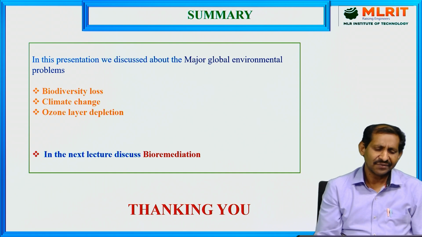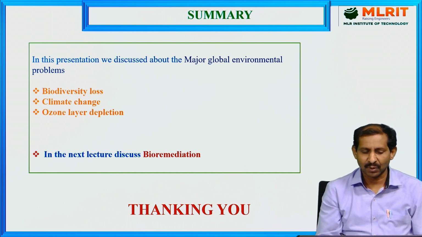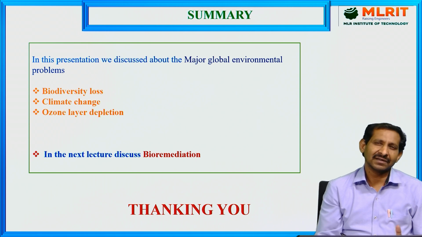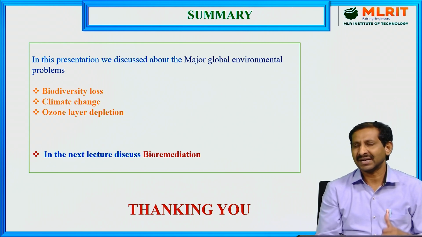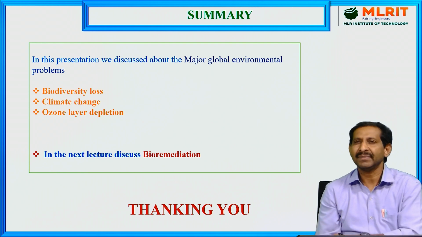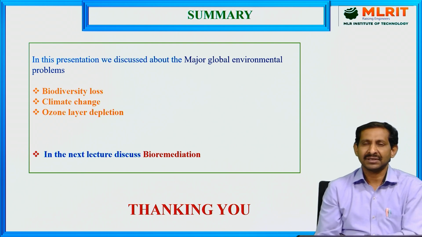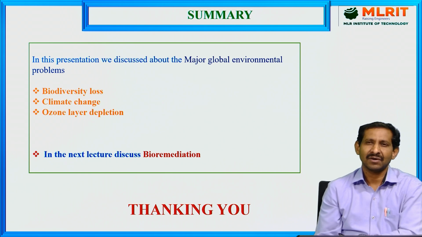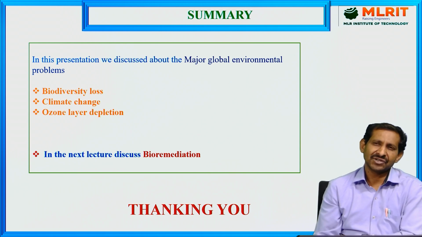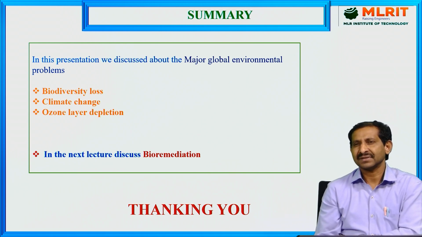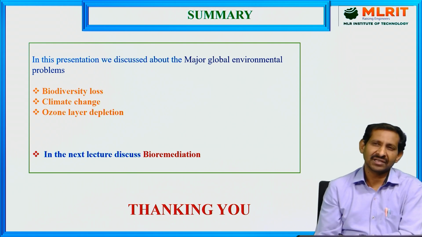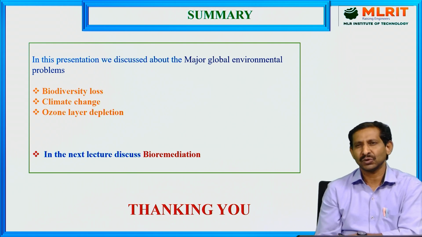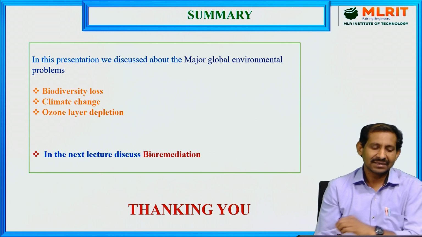So in this presentation we discussed the major environmental problems, like biodiversity loss: what are the causes of biodiversity loss and what are its effects. The second one is climate change: what are the effects of climate change, what are the natural climate change causes, and what are the man-made climate change causes. Tilt of the earth, oceanic currents, and volcanic eruptions are all natural causes of climate change. And ozone layer depletion substances: what are the reactions involved in ozone layer depletion, and what are the units used for ozone measurement. These are all discussed in this lecture.